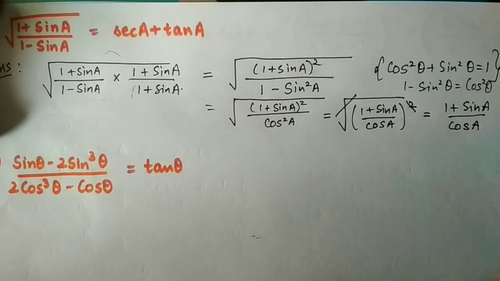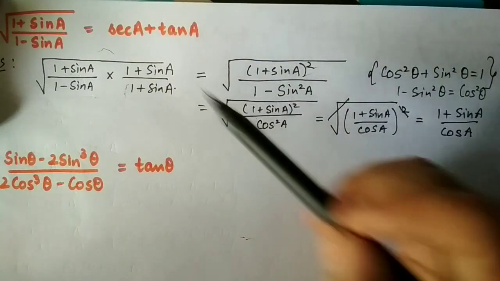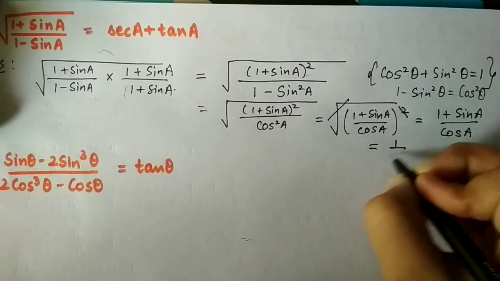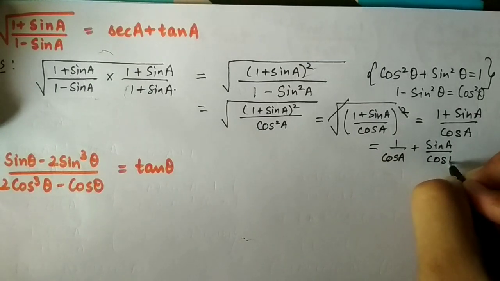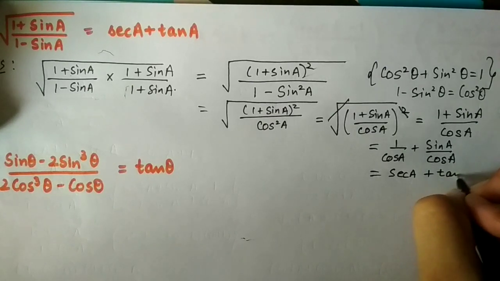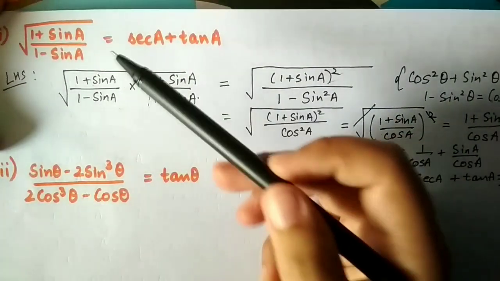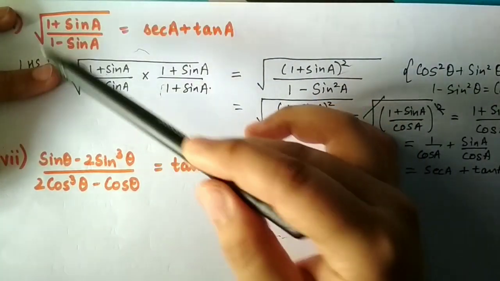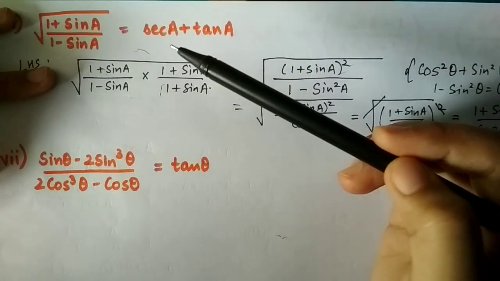Now you can't do anything else, you can't use any identity, and your term is also not in sin and cos form separately. So what you will do, you separate the denominator: 1 upon cos A plus sin A upon cos A. Now 1 upon cos A is secant A and sin upon cos is tan. So that is your right hand side. Hence proved. So in these type of questions, whenever it is already in the simplest form of sin and cos and you have under root, then whenever under root is there, you remember that you have to rationalize.